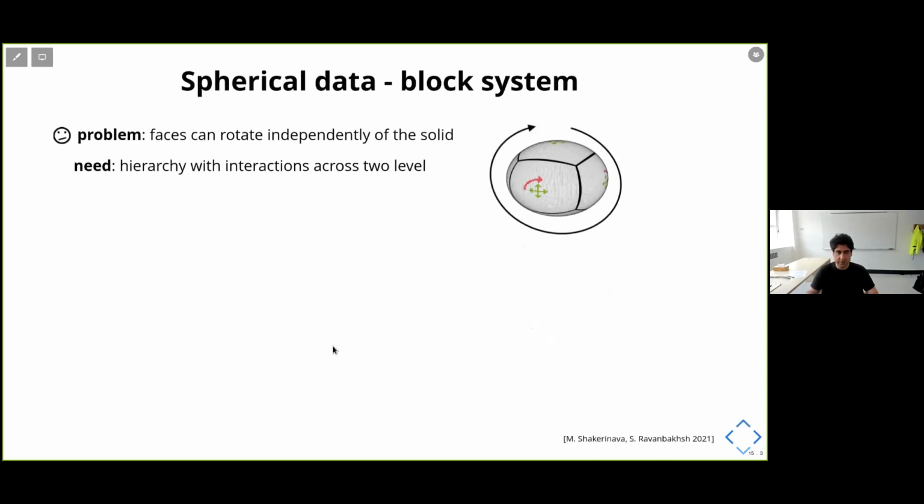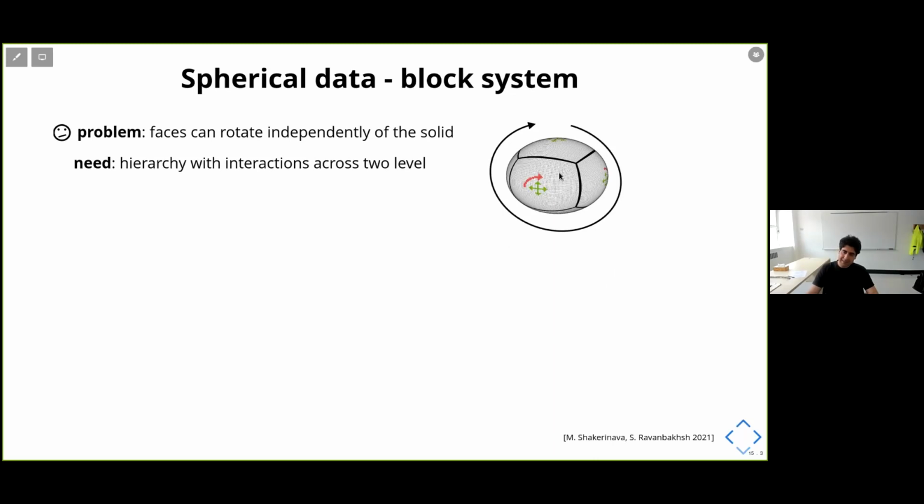But there's a problem with this. The problem is that we're assuming that you can rotate each face independently, while in reality we know that the rotation of each face follows from the rotation of the solid. I can't just rotate the solid one way and then rotate the faces independently of each other.